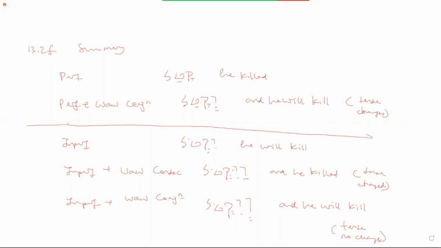Notice when the tense changes. Perfect and the vowel conjunction, imperfect and the vowel consecutive, in both cases the tense changes. But the imperfect with a vowel conjunction, there is no change in the tense. It's just a normal adding of an N to it.